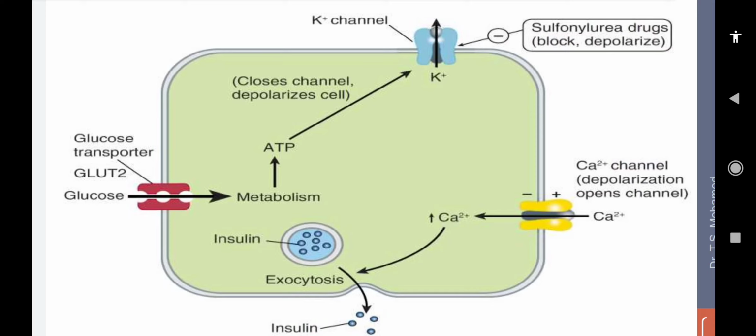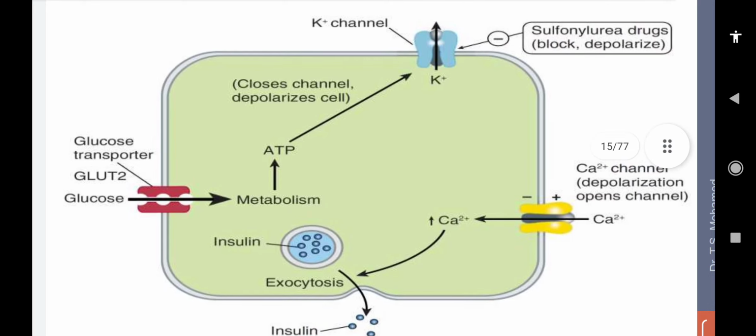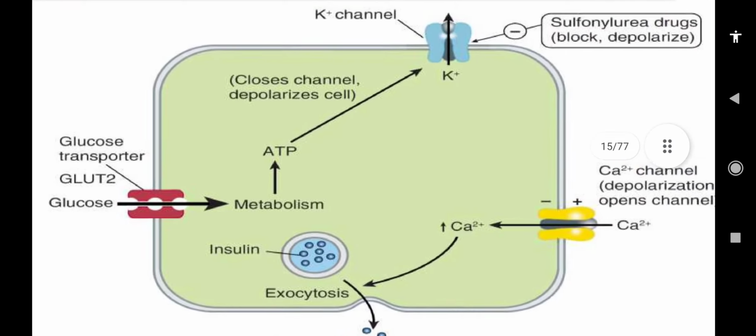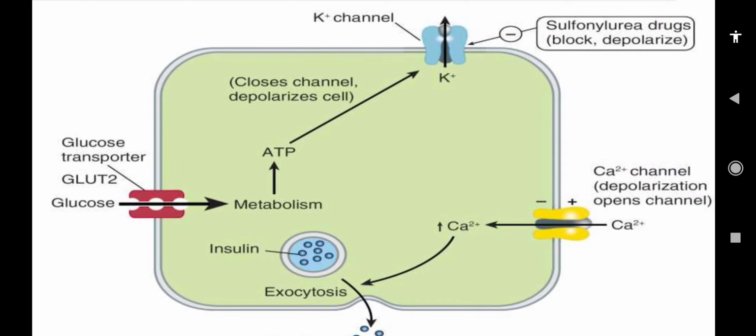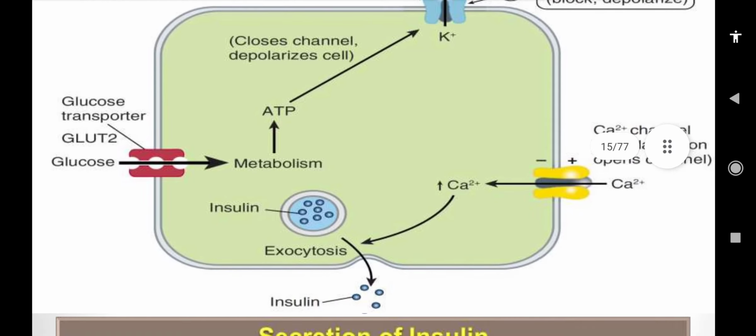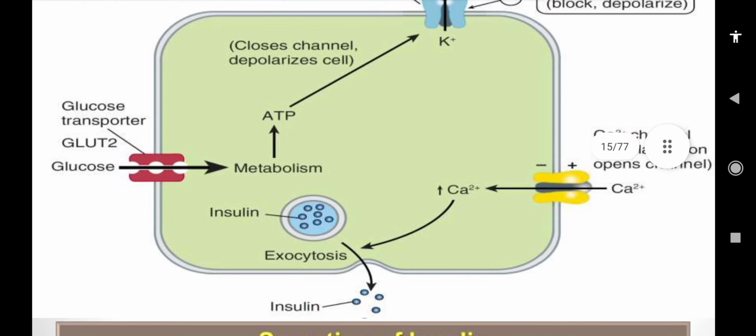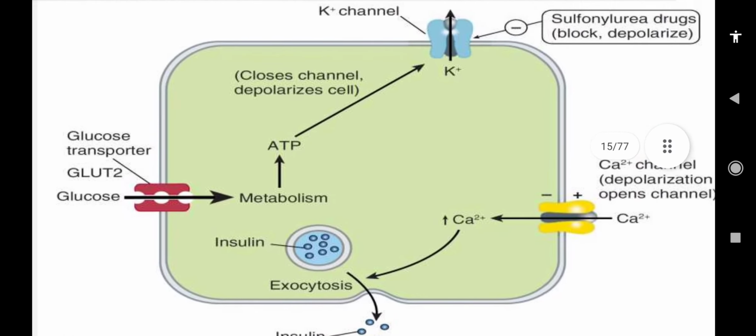At the right side of the picture, there is calcium. The calcium channel helps in depolarization, opens the channel, calcium goes inside, and it will release the insulin from the beta cell through the process of exocytosis. Insulin comes and attacks the targeted organ, decreasing the blood glucose.